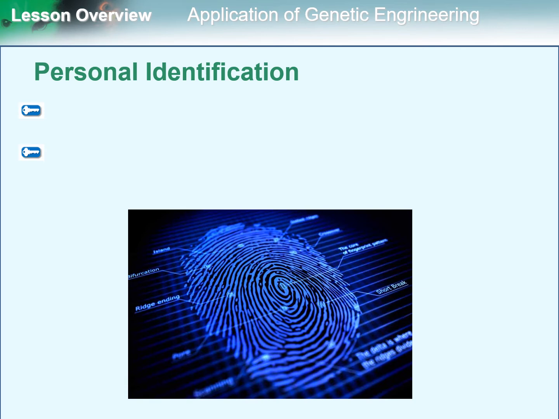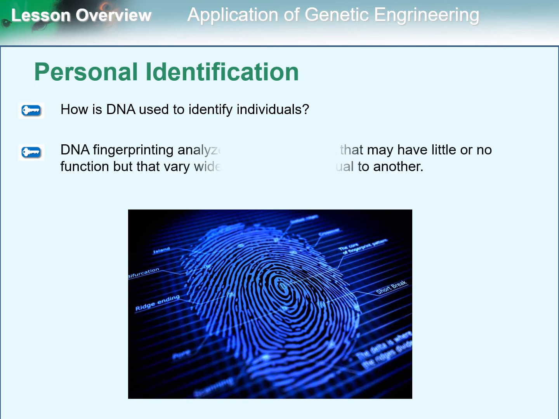Another application of genetic engineering is to identify individuals, or personal identification. This helps in solving crimes as well as establishing family relationships. So how is DNA used to identify individuals? DNA fingerprinting analyzes sections of DNA that may have little or no function but that vary widely from one individual to another.